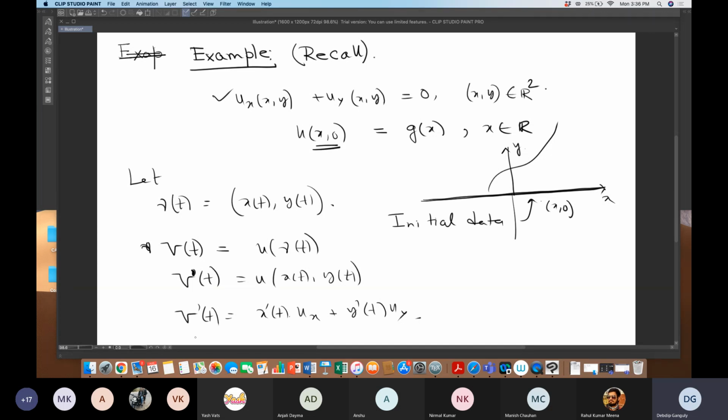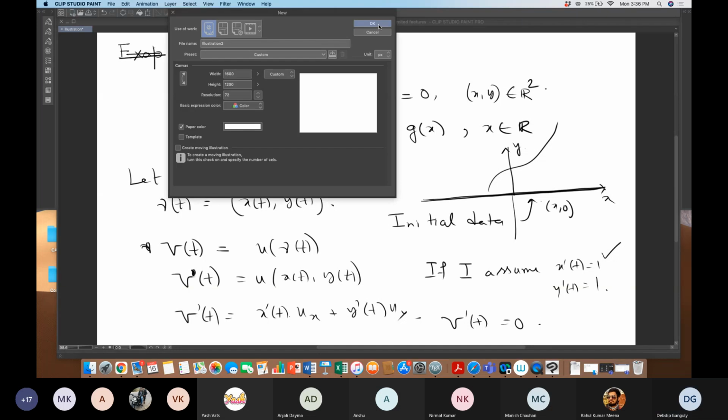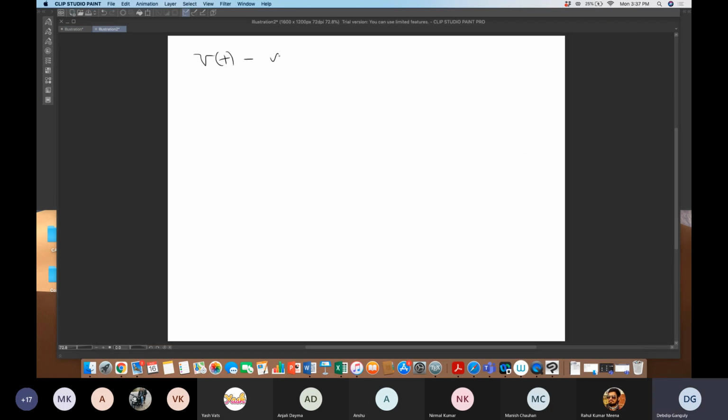So now we assume that u satisfies this equation. If x prime(t) is 1 and y prime(t) is 1, then v prime(t) is nothing but 0. Along the curve whose derivative components are x prime(t) equal to 1 and y prime(t) equal to 1, we don't yet know what that curve is, but along it v prime(t) is 0. That means v(t) is constant.